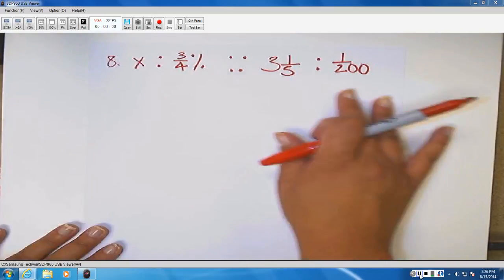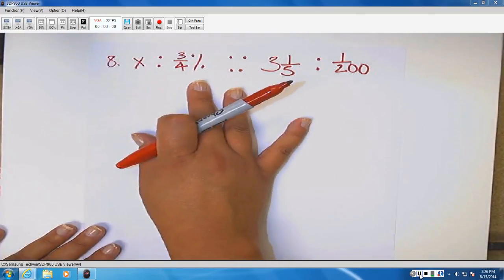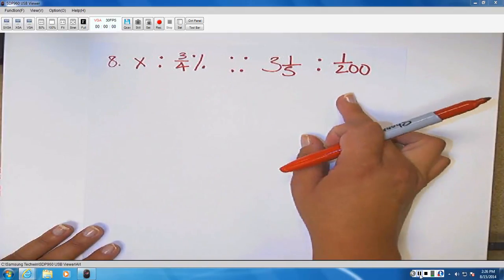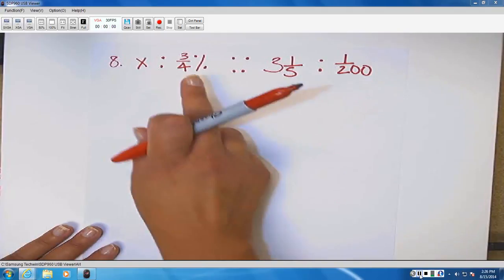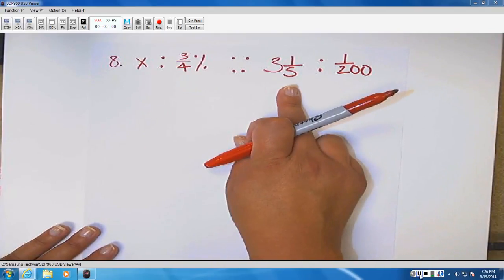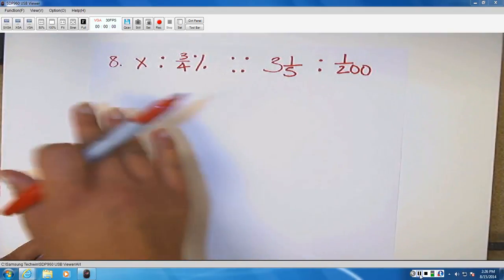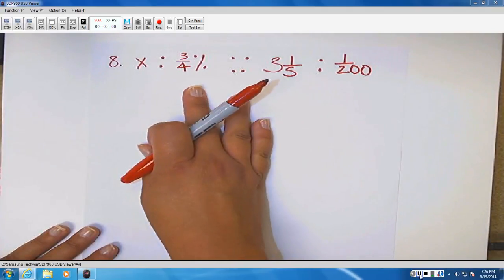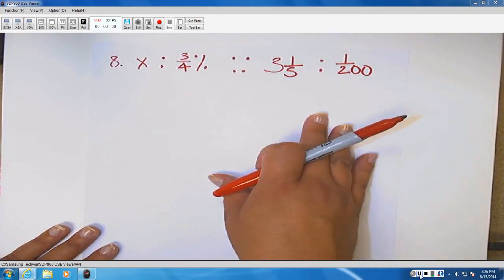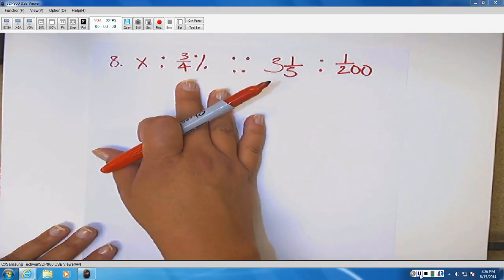So this is our proportion. X is to 3/4% as 3 1/5 is to 1/20. So we've got some math we have to do. The very first thing we have to do is get rid of this percent. And the next thing we're going to have to do is take this mixed number and turn it into an improper fraction. You might remember back in the day when we were talking about percentages, how you can take a percentage and just turn it into a fraction is by dividing it by 100.